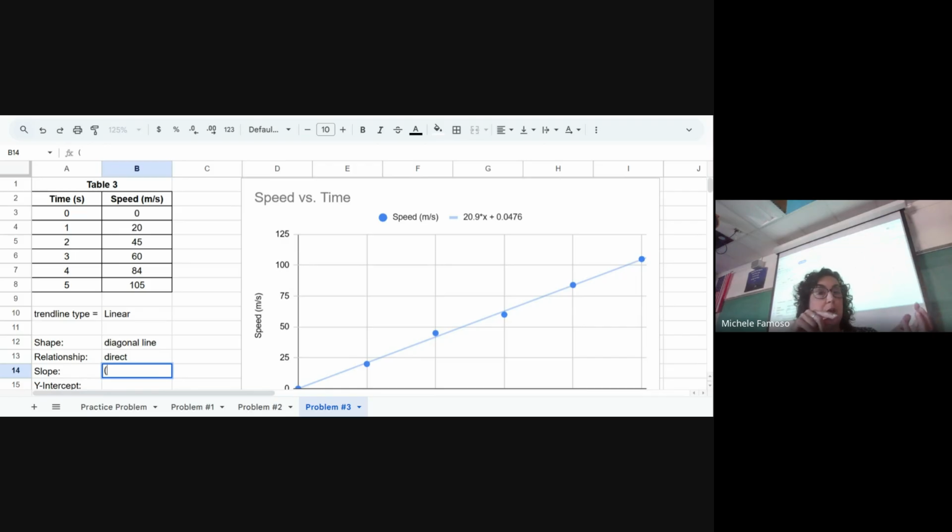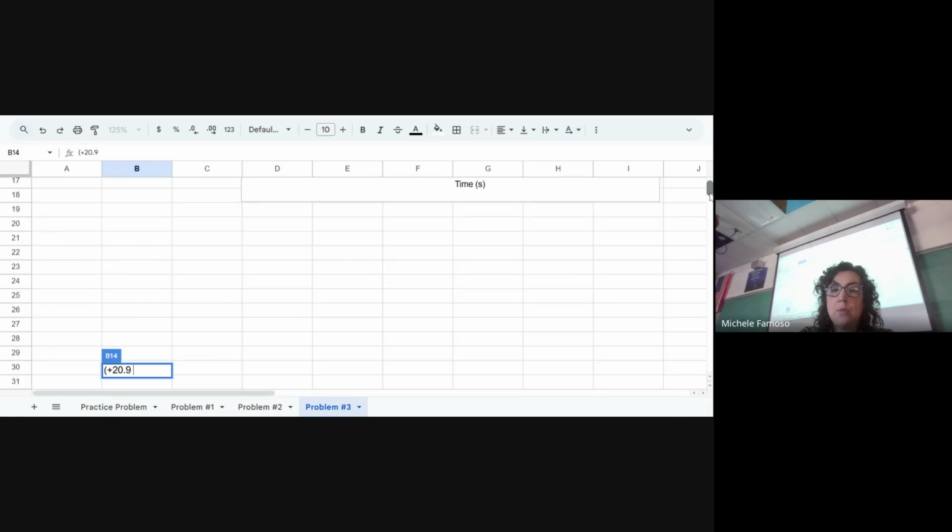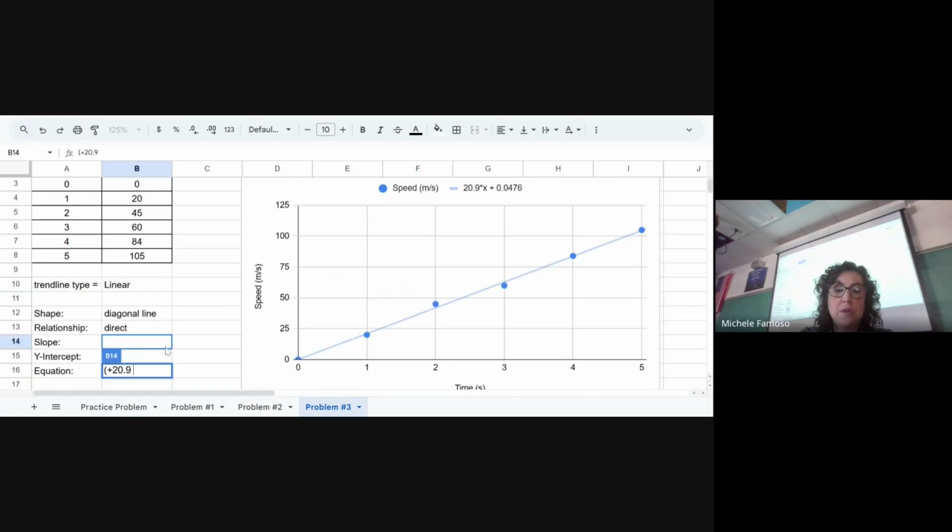Okay, now we have to modify it, right? So we're going to add our left parenthesis. Is it positive or negative? So we'll put the positive sign after the parenthesis. Then we'll put our 20.9. And now you have to give me the units. Anyone want to guess what those units are?